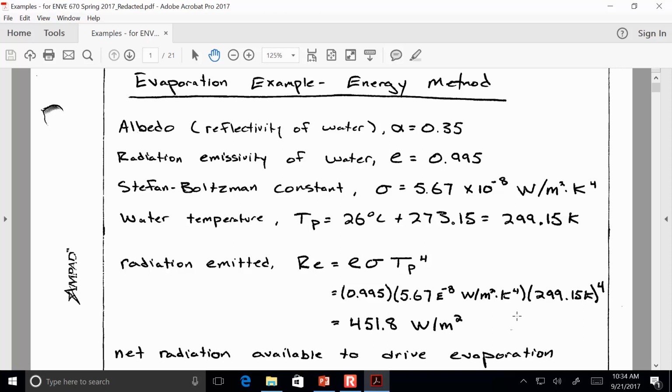And the energy that is going out into space through long-wave radiation isn't going to be contributing to the rate of evaporation. So this is saying of the incoming solar radiation, we have to subtract out the radiation that's then being emitted, because the difference is going to be driving evaporation, but not all of the incoming radiation is driving evaporation. So this long-wave radiation emitted is 451.8 watts per square meter based on the empirical estimate here. It's using the Stefan-Boltzmann constant.